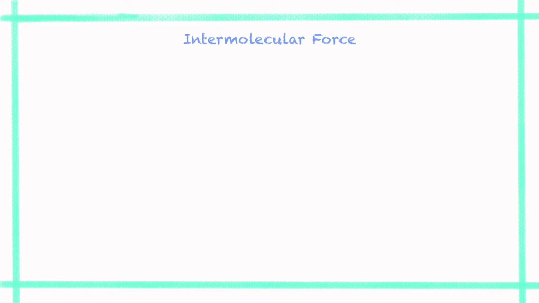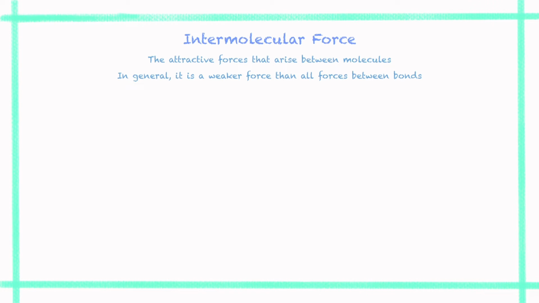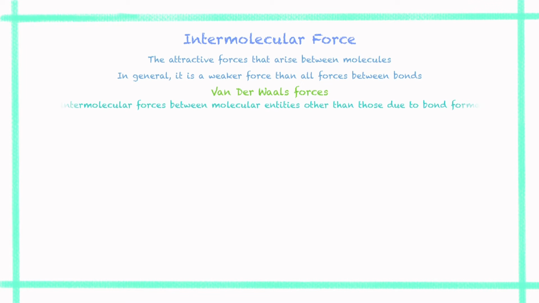Intermolecular forces come up a lot during GCSE, but still, let's recap about this force. By definition, it is the attractive forces that arise between the positive and negative components in a molecule. In general, intermolecular forces are weaker than ionic, covalent, and metallic bonds. The van der Waals forces is the generic term we give to all intermolecular forces. It specifically refers to the intermolecular force between molecular entities other than those due to bond formation.